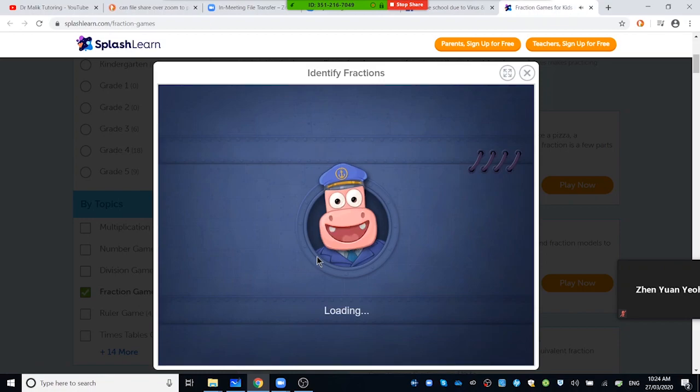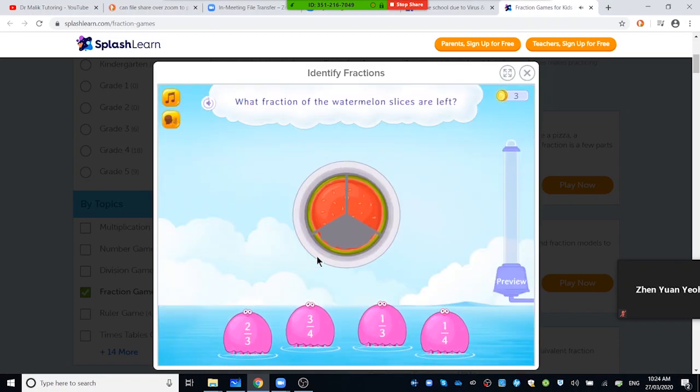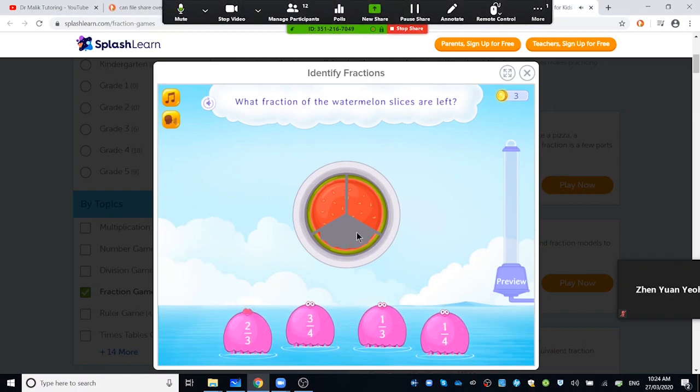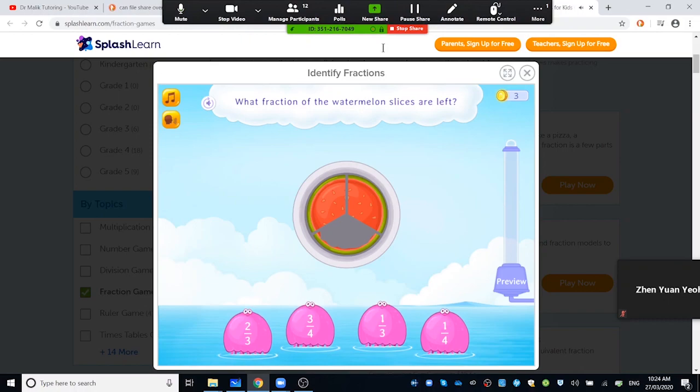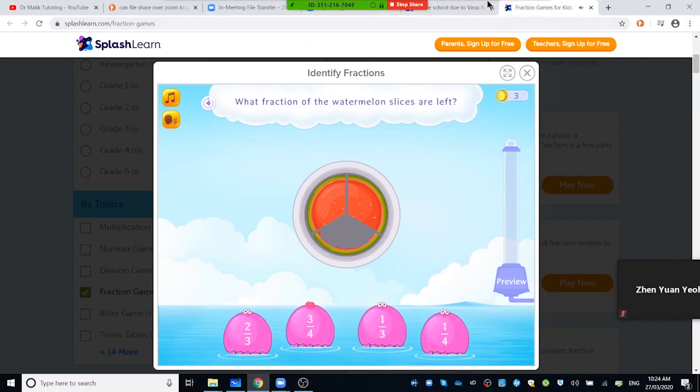Oh, that's quite a task. What fraction of the watermelon slices are left? So the question is, what fraction of watermelon slices are left? It means you have already taken some. Kindly type in the chat and then I will answer and see.